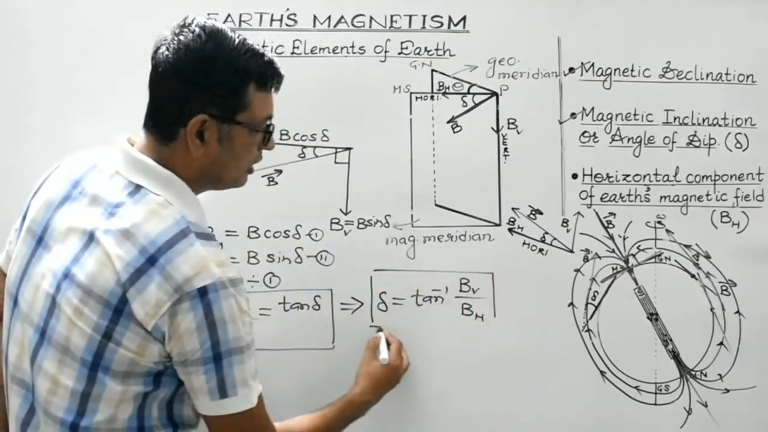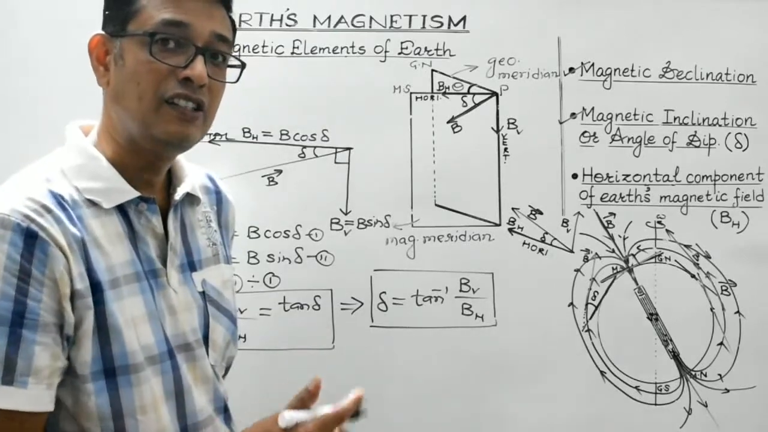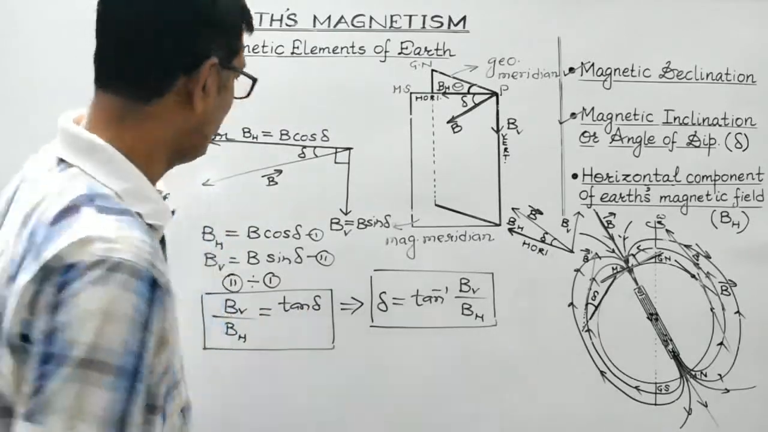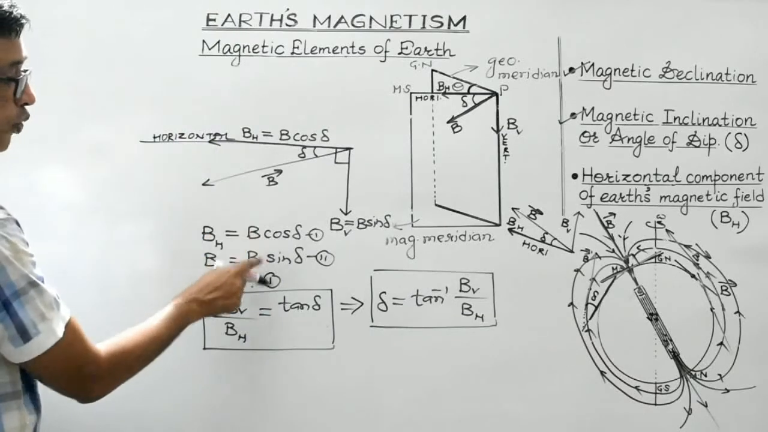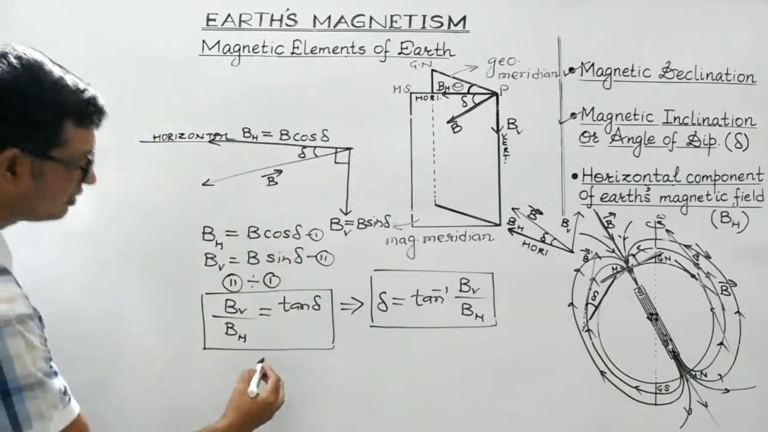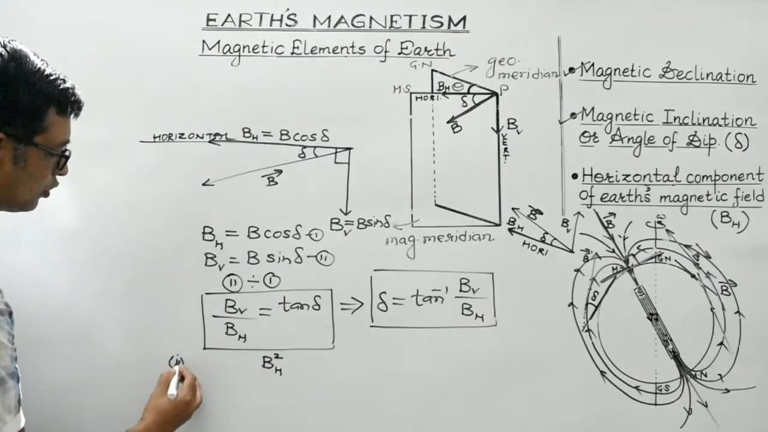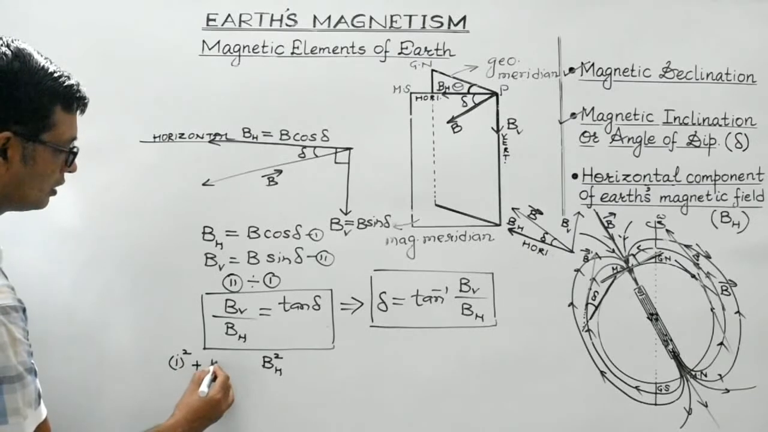This is the formula for the angle of dip. Now, regarding the strength of the Earth's total magnetic field, what you do is square and add the first and second equations. So, squaring and adding, what do you get? BH square. What we are doing is 1 square plus 2 square.